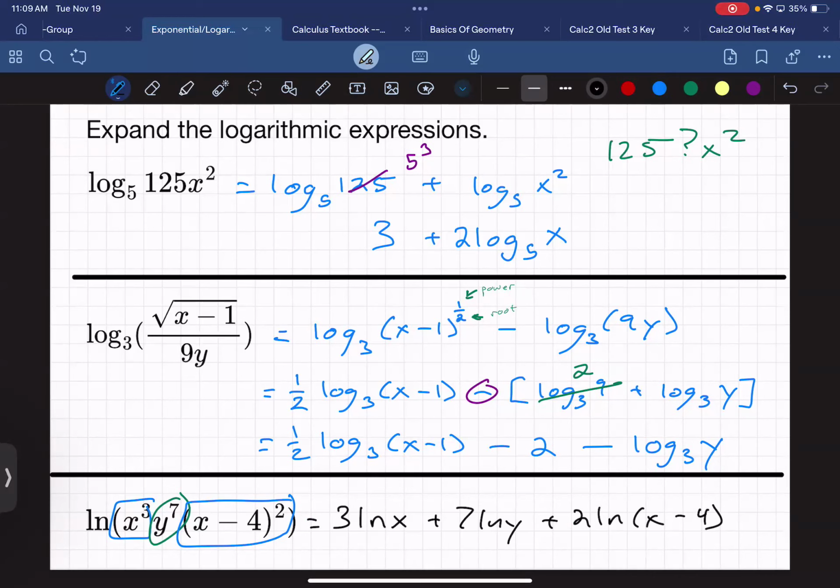I made not 1 natural log, but 3 of them, right? Because I had 3 things being multiplied together. So I have x by itself, y by itself, and I made sure to keep parentheses around x minus 4. Where did all their exponents go? Where did the 3, the 7, and the 2 go to? Yeah, it just became a coefficient, right? So they're there. We just remember, hey, power property, I can move that to the front.